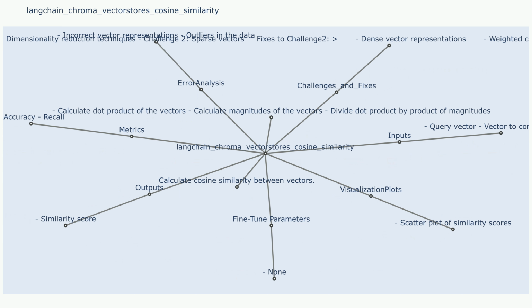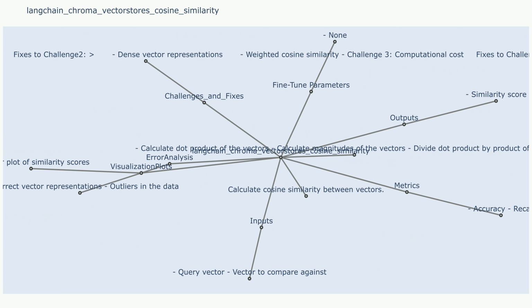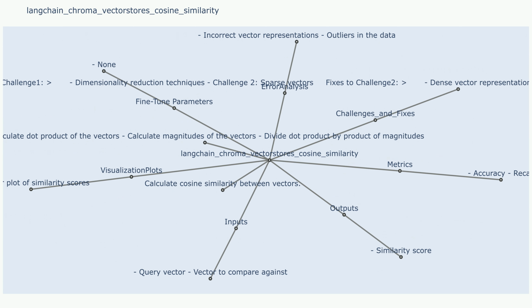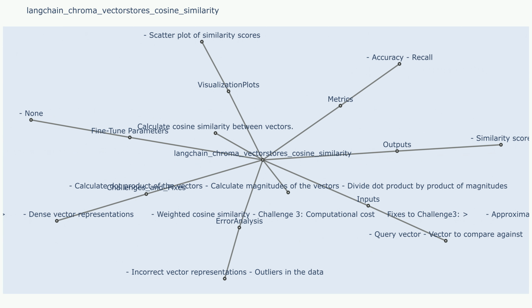Outputs. Output 1, similarity scores. The cosine similarity method returns a list of similarity scores, one for each document in the vector store. Each score represents the cosine similarity between the query vector and the corresponding document vector. Output 2, similar documents based on the similarity scores. The vector store can return a list of the most similar documents to the query. This allows for efficient retrieval of relevant information based on the semantic similarity between the query and the documents.